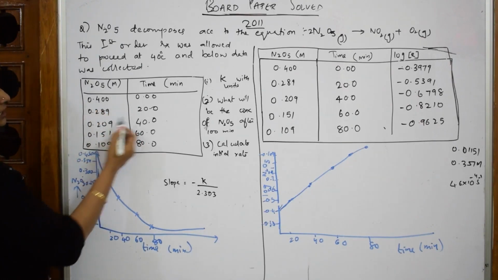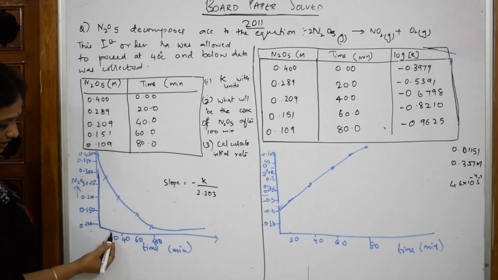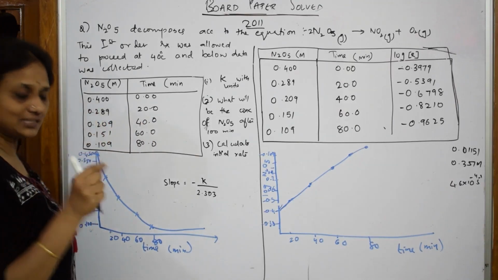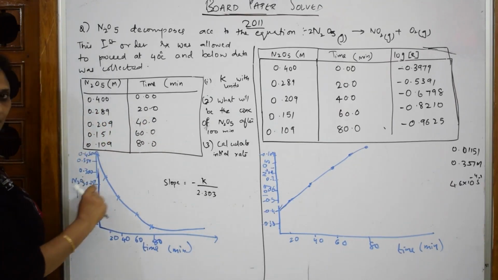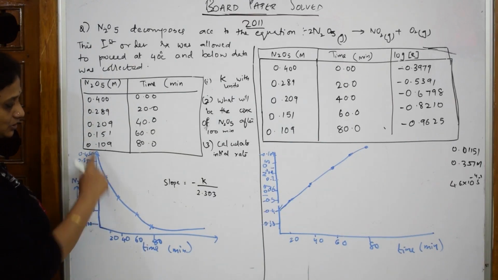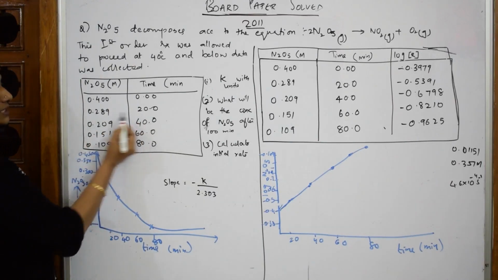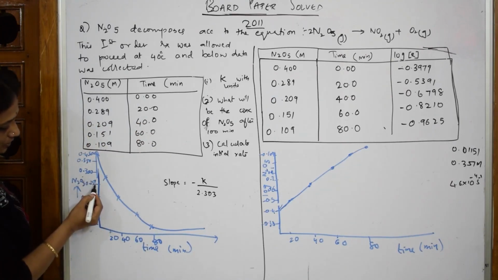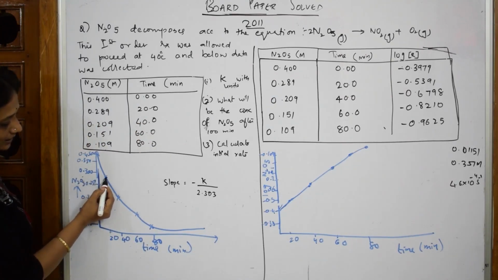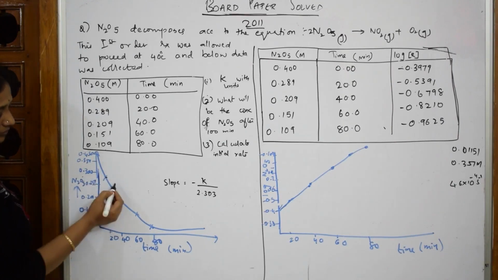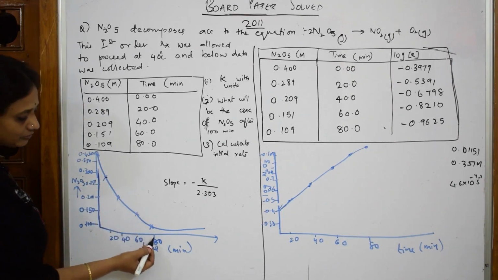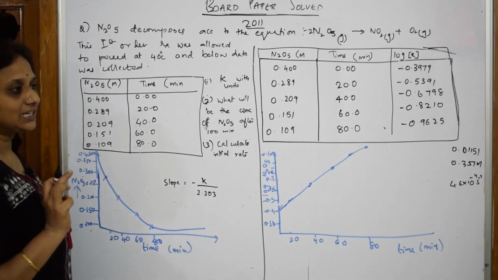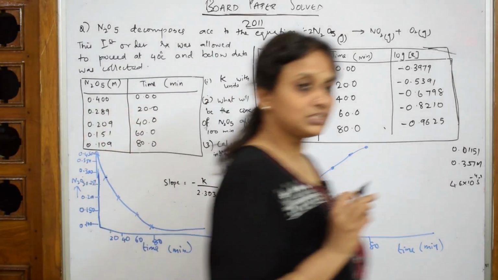For example, at 20, how much is the value? 0.289. Let it be rough, but at least mark it approximately, because you very well know how to mark, isn't it? For 20 it is 0.289, there's 0.26, 0.27, 0.28. So this is a point. Like that I've marked for 40, 60, and 80. Then when I've joined them, I've got a graph like this. Yes, done. After that what should you do?